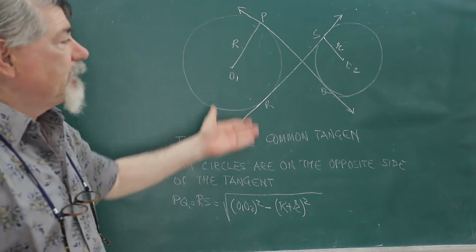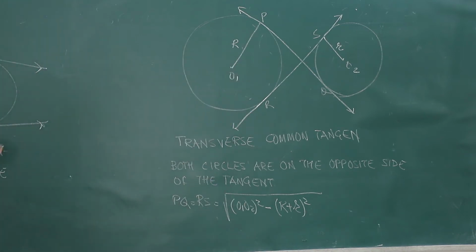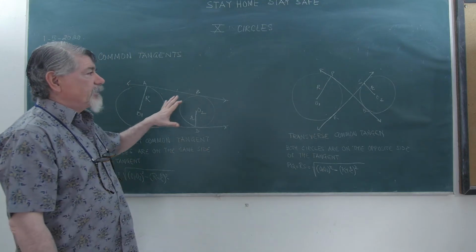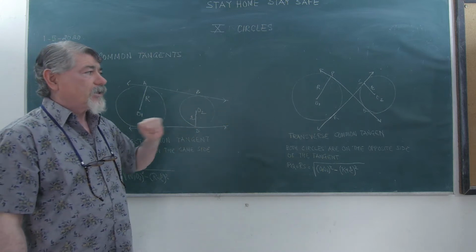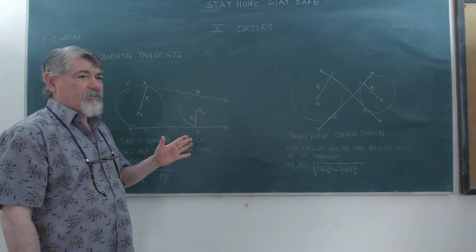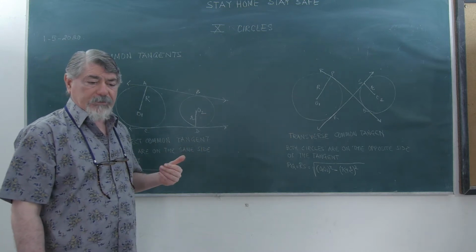So we can calculate the length of the direct common tangent and the length of the transverse common tangent. This is the only thing which you have to learn in this. There is no construction given to you for direct common tangent and transverse common tangent, though it is very simple, and in case it is required we will deal with it also.